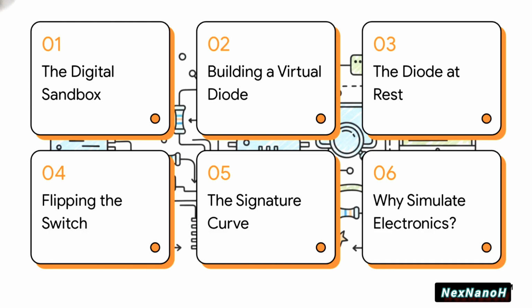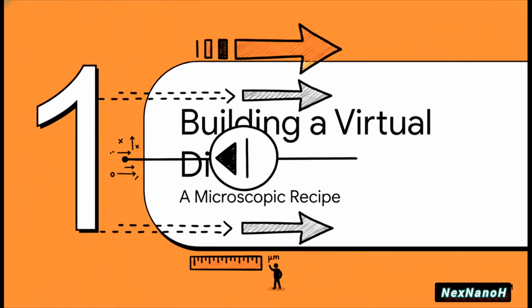So here's our game plan. We'll start in that digital sandbox, build ourselves a virtual diode, and see how it behaves when it's just sitting there. Then, we'll flip the switch, check its signature curve to see if it works, and finally, explore why this whole process is such a game changer. All right, let's get our hands dirty. Virtually, of course.